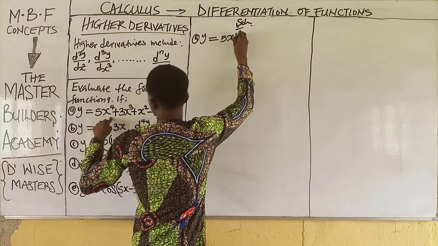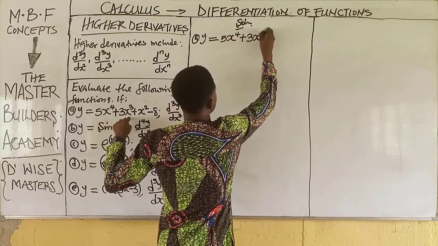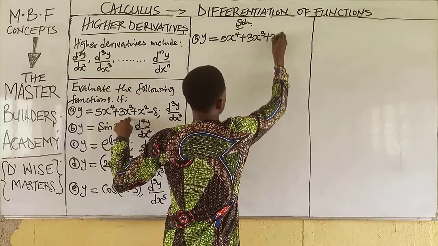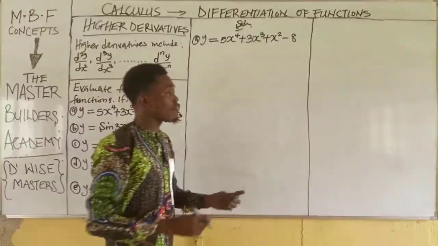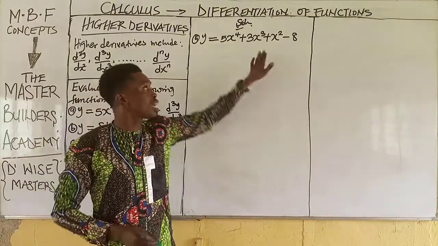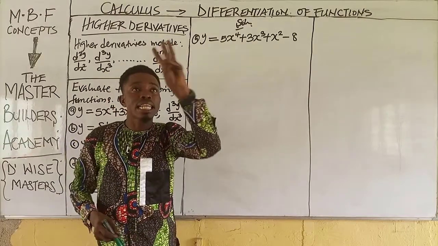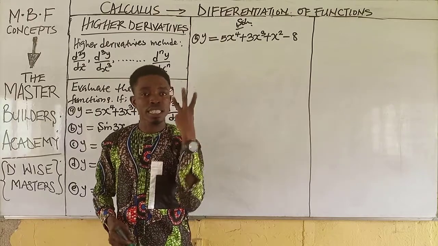5x^4 plus 3x^3 plus x^2 minus 8. Now listen carefully, in this question we are asked to find the third derivative. That means we will differentiate this y function 3 consecutive times. Are you there? We will have to differentiate this function 3 times.